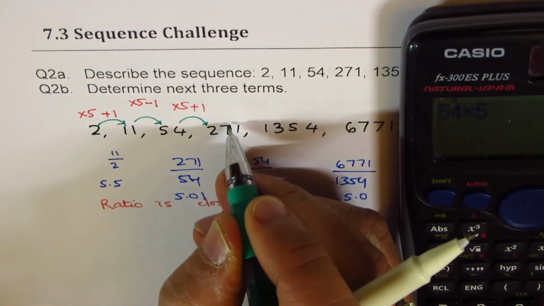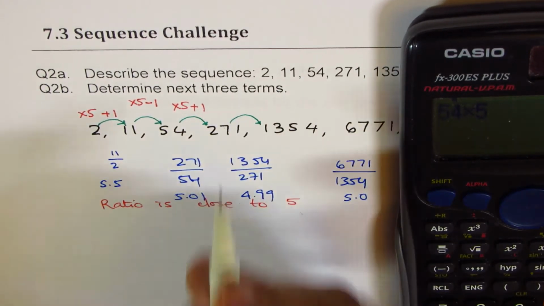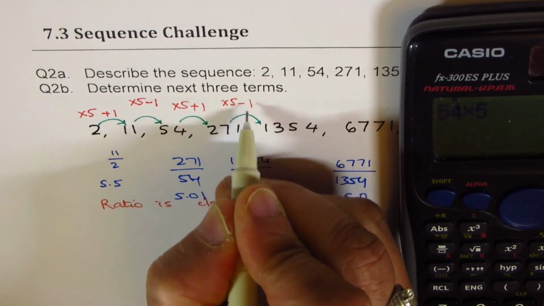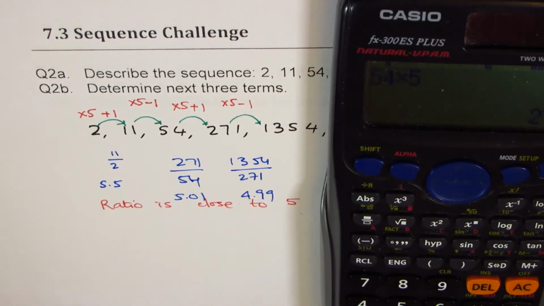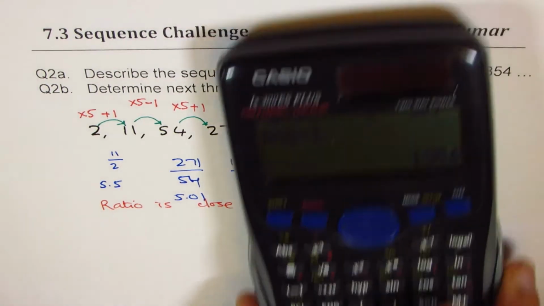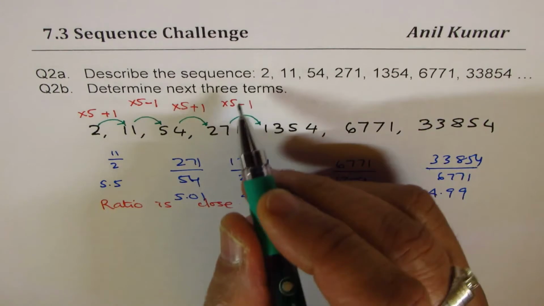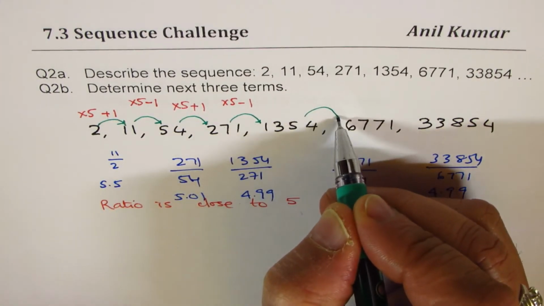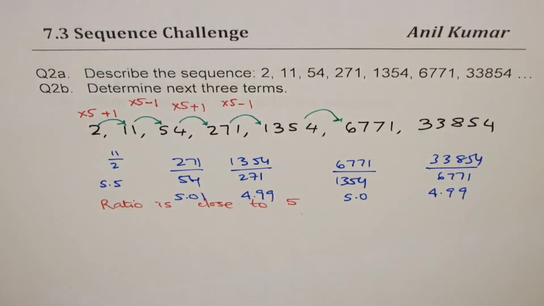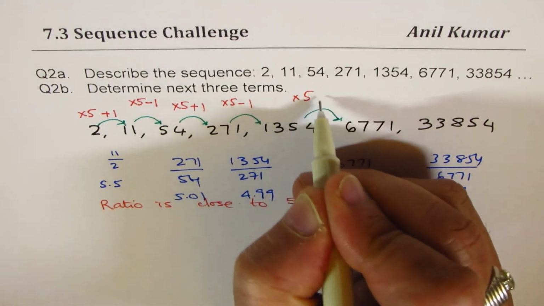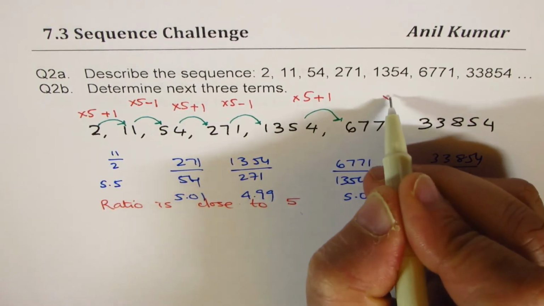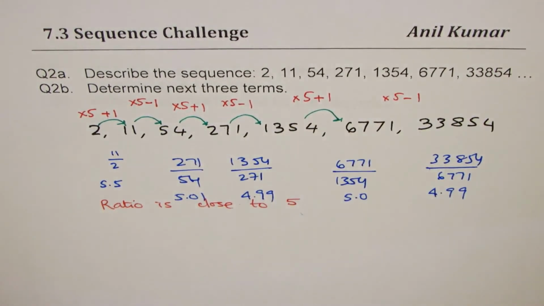Then let us check if times 5 minus 1 works or not, right? So we have 271 times 5 minus 1 equals 1354. It works. Perfect. So now we got a pattern. Do you see that? So 1354, it works. So the pattern here is that we are multiplying by 5 and then alternately adding and subtracting 1, right? So that is the pattern.